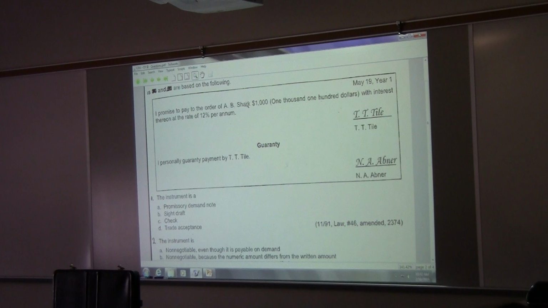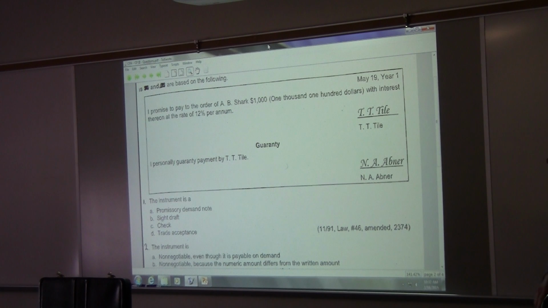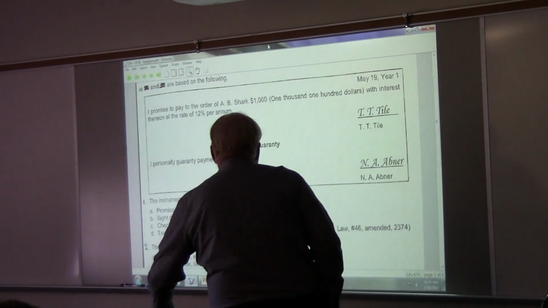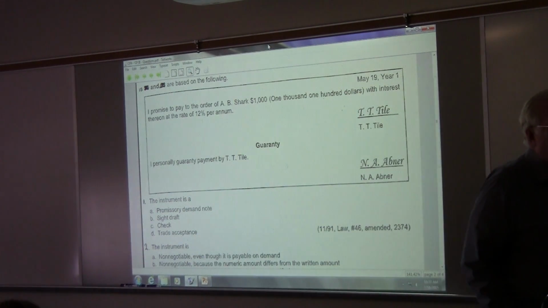So let's start with question number 1. First of all, Matthew, if you have the textbook with you, turn to page 481 and tell me what the requirements for negotiability are, and tell me if this is a negotiable instrument. So Matthew, if you'll read us the requirements, then Alex, you say yes or no, do we meet that?